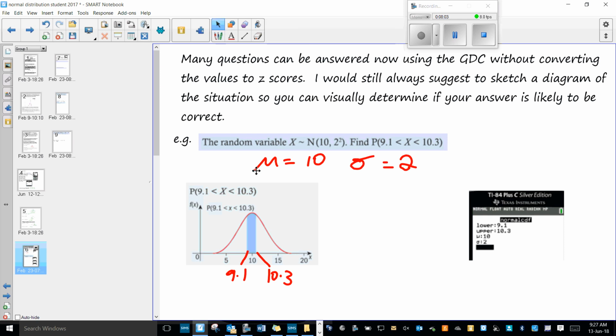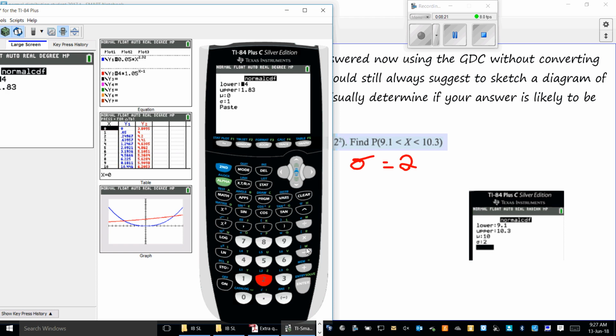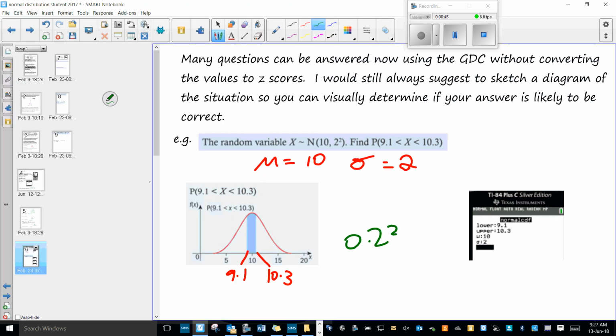I've shown that for you on this screen here. So lower is 9.1, upper is 10.3. But this time we do need to change the mean and the standard deviation. Okay, so it's 9.1, 10.3. Our mean is this time 10, and standard deviation is 2. And you'll get that? 0.233. Yeah?